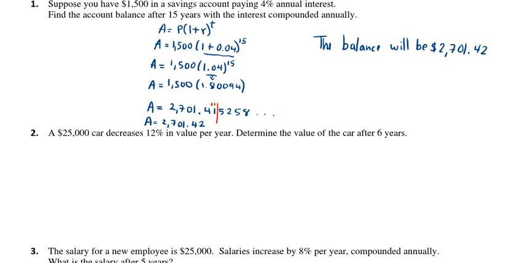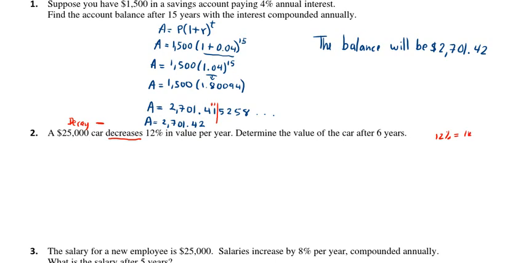It's going to be worth much less than what the original value was. So this is a decay situation. We're losing value over here. So this is for decay. Therefore, we have to use a minus in the formula. It's decaying at a rate of 12% per year. So we can take this and put it as a decimal. 12% means 12 divided by 100, which is 0.12.